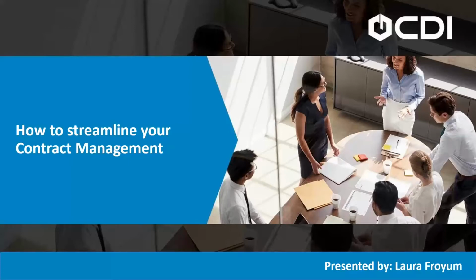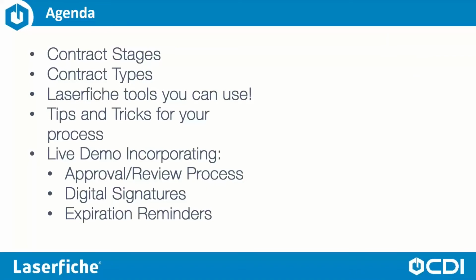So we're going to get started. Today's agenda, we're going to go through and take a look at the different contract stages and types. We're going to go through different Laserfiche tools you can use and different ways that you can start your contract process. And then we're going to look at a live demonstration incorporating the approval review process, digital signatures, and expiration reminders. From there, if you've got any questions, don't hesitate to put them into the questions chat. I will address those at the end, and feel free to ask away.